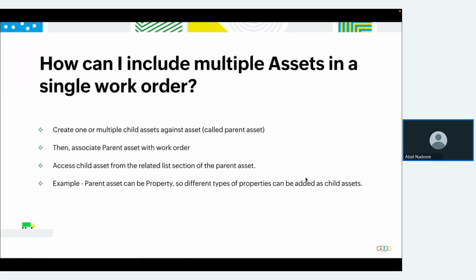How can I include multiple assets in a single work order? So we can create a parent-child work order, and we can associate the parent work order with the parent asset.